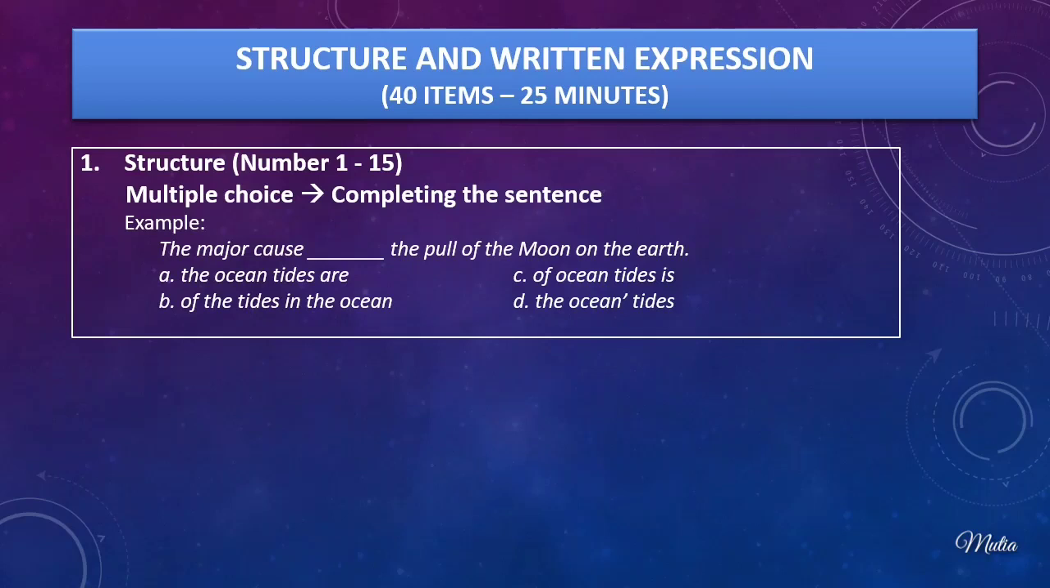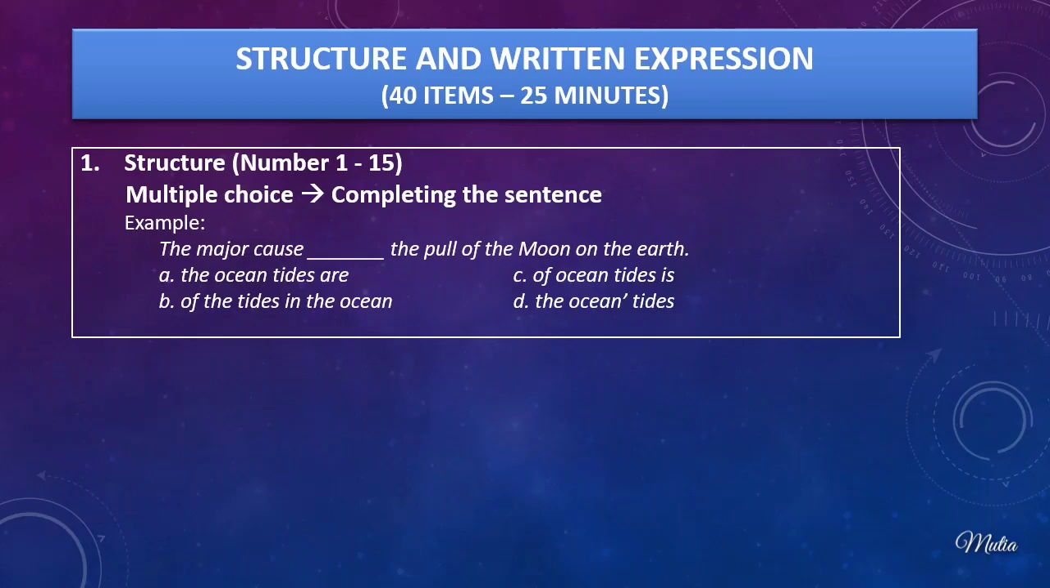The first is structure, which is from number 1 until number 15. The questions are in the form of multiple choice, in which you have to complete the sentence. For example, the major cause blah blah blah, the pull of the moon on the earth. The subject of this sentence is the major cause, and there is no verb. So we have to find the option that contains a verb.